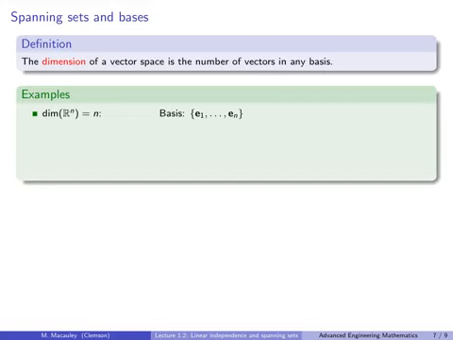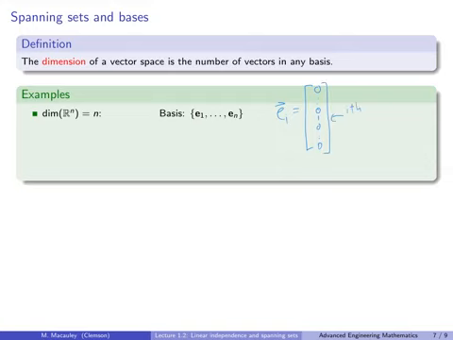First, the dimension of Rn is, not surprisingly, equal to n. Now, there are many bases of Rn. They all have n vectors in them. Here's the simplest one, e1 up to en. Now, ei, in this case, is the vector of all zeros except in the ith place.